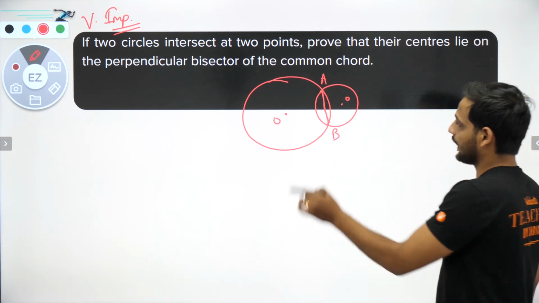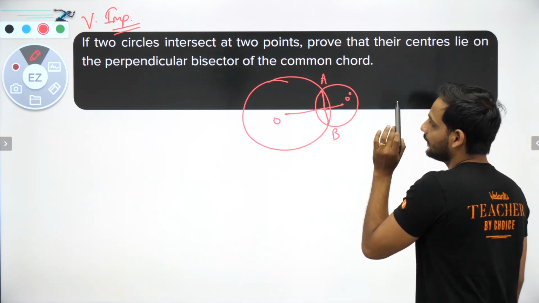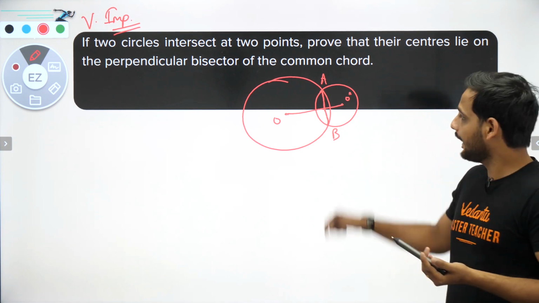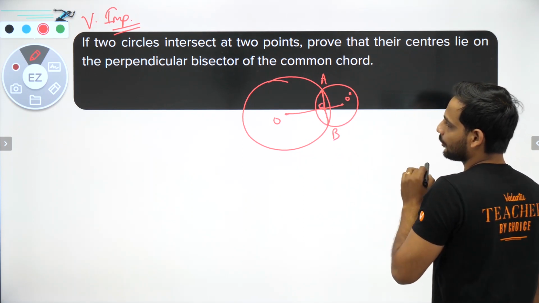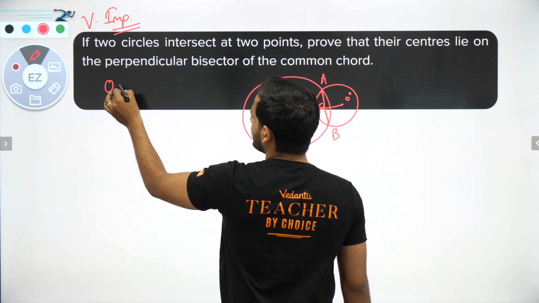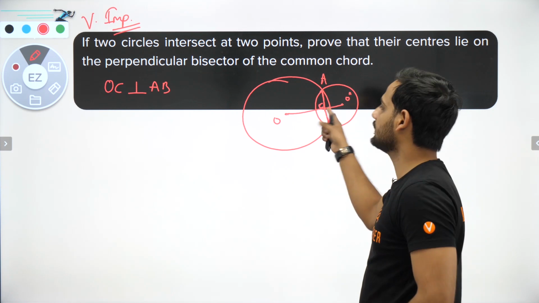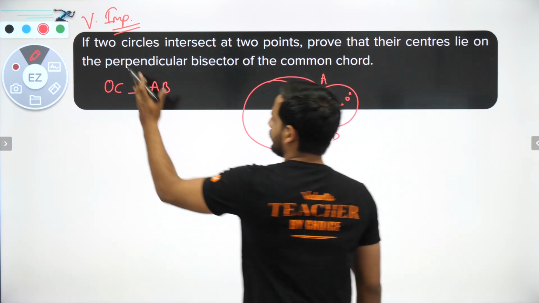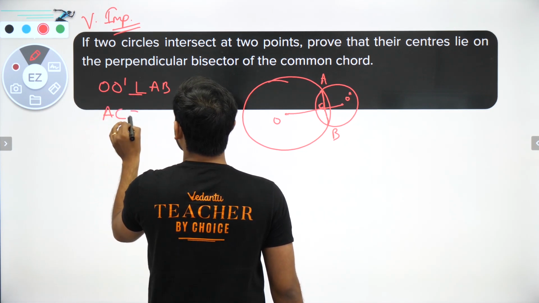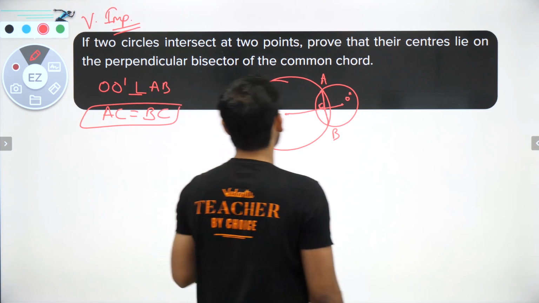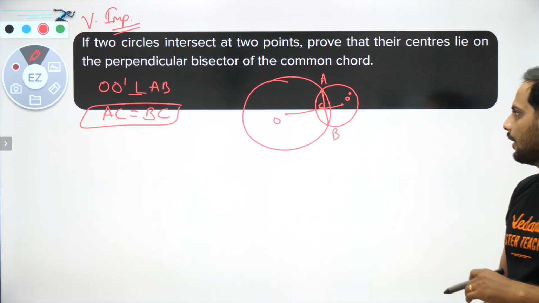Now you have to prove that the line joining the centers of these two intersecting circles is perpendicular to AB, and this is bisecting AB as well. Let's say this is at point C. So there are two things you have to prove. You have to prove that OC is perpendicular to AB, meaning OO dash is perpendicular to AB. And the second thing you have to prove is AC is equal to BC. If you can prove these things, then you can say OO dash is the perpendicular bisector of the common chord. How do you go for this part?